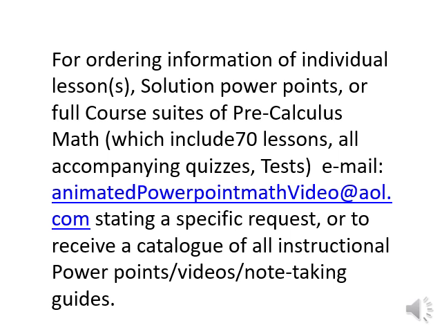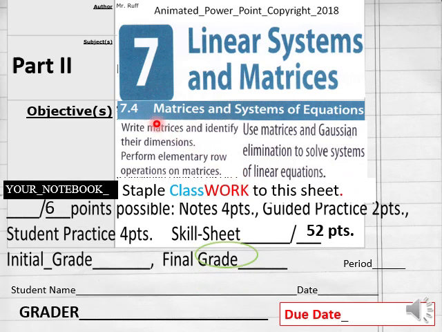Everybody, we're getting ready to do lesson 7.4 part 2 of pre-calculus math today. For 7.4 part 2, you've got 6 points here that will go into your notebook, and then 52 points here will go on your classwork sheet, which you should have in front of you, students. You should have that ready to go with your name on it, your date, and period. Students, you should have that filled out by now.